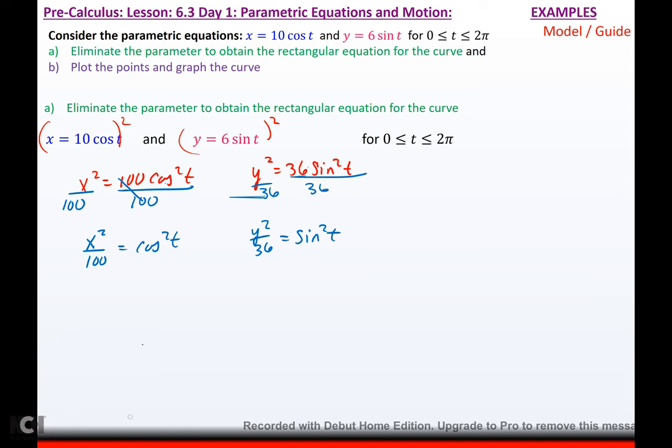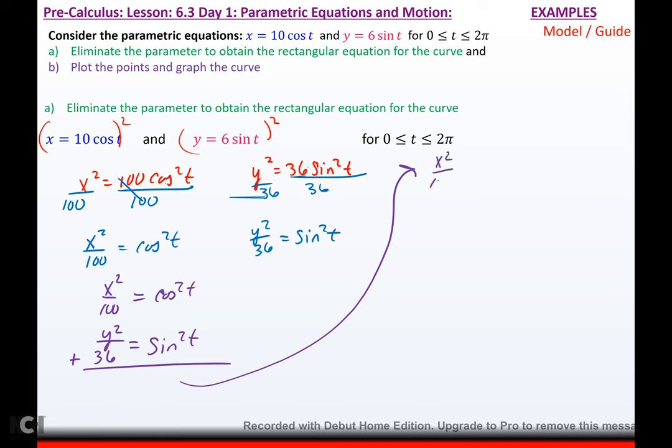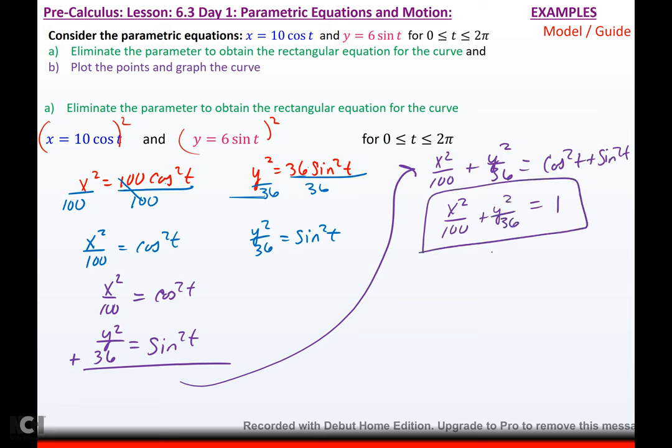Now if I add them, x squared over 100 equals cosine squared t, y squared over 36 equals sine squared t, and I add them, I get x squared over 100 plus y squared over 36 equals cosine squared t plus sine squared t, which we all know is 1. So I have x squared over 100 plus y squared over 36 equals 1. I've eliminated the parameter. This is an ellipse. Okay, so there's eliminating the parameter, there's the equation, that's the path that the particle would follow.